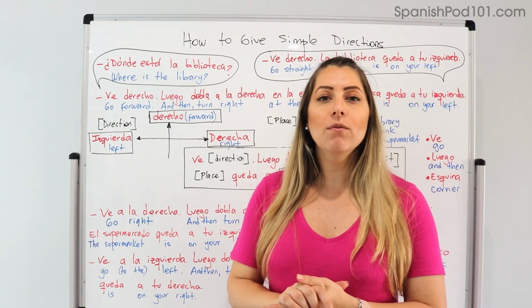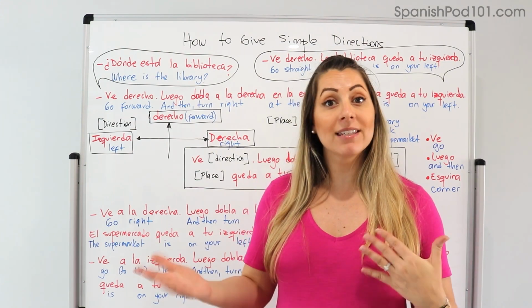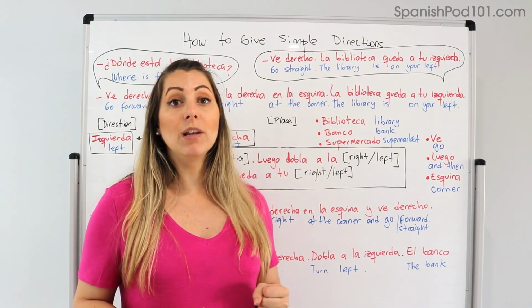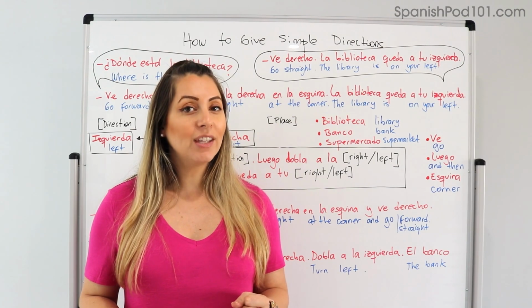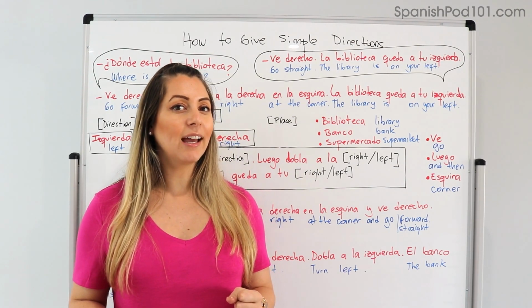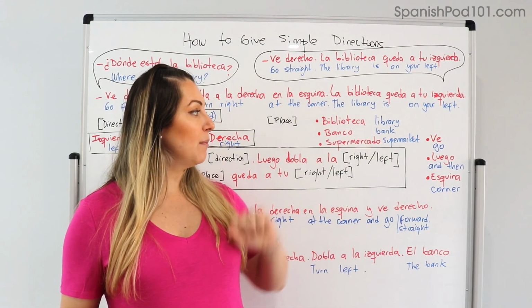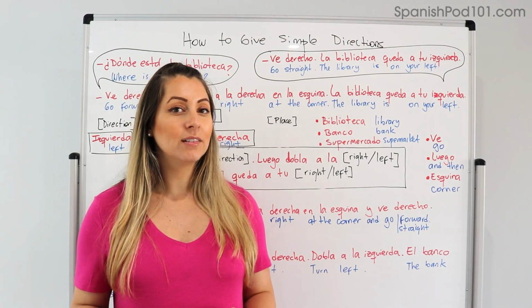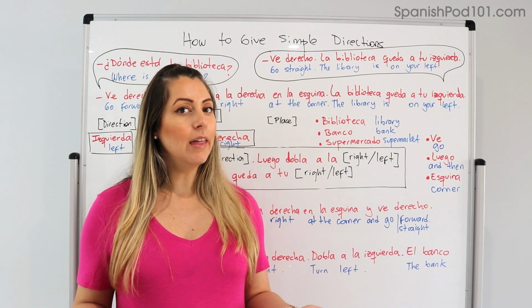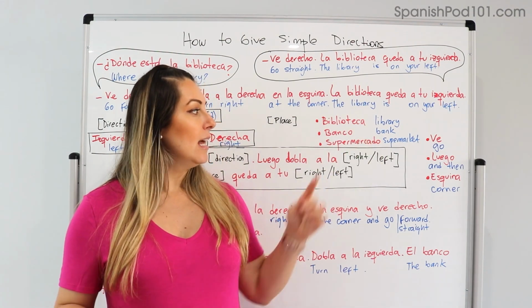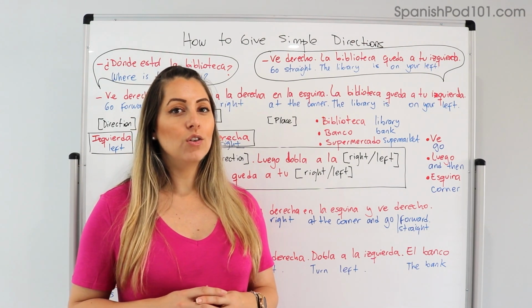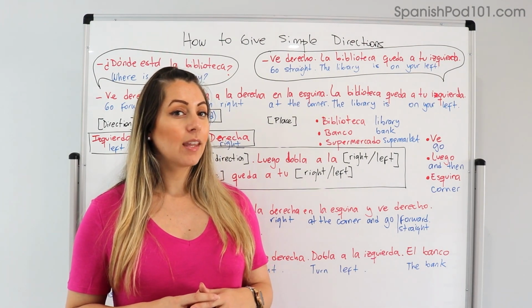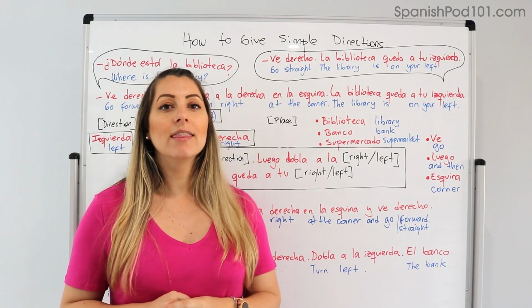Let's continue now with some vocabulary of things that we can have as an example, yes, to show some locations, some places. For example, we have biblioteca. La biblioteca is the library. Banco. El banco is the bank. Supermercado. El supermercado is the supermarket.